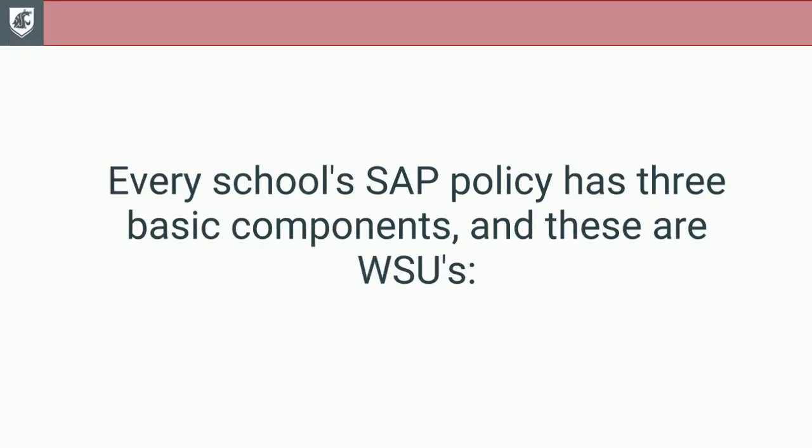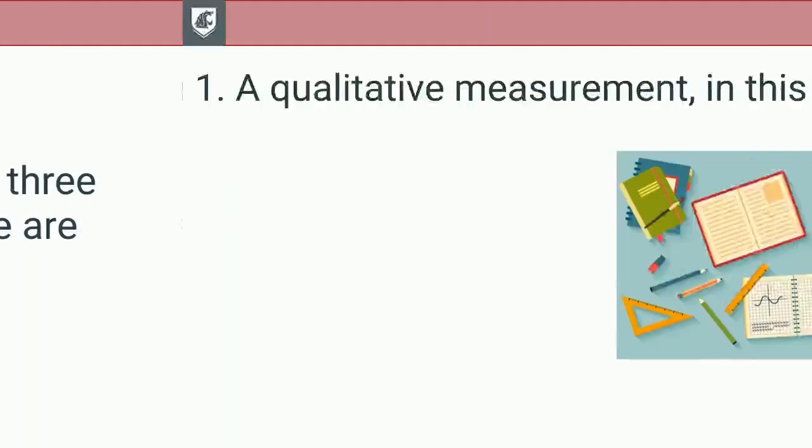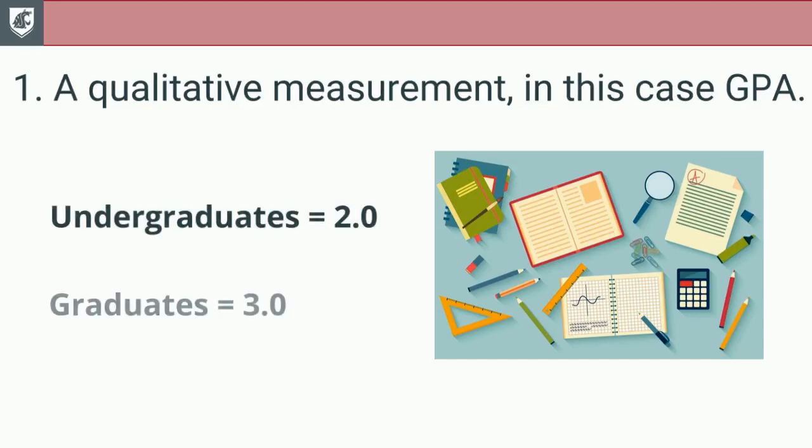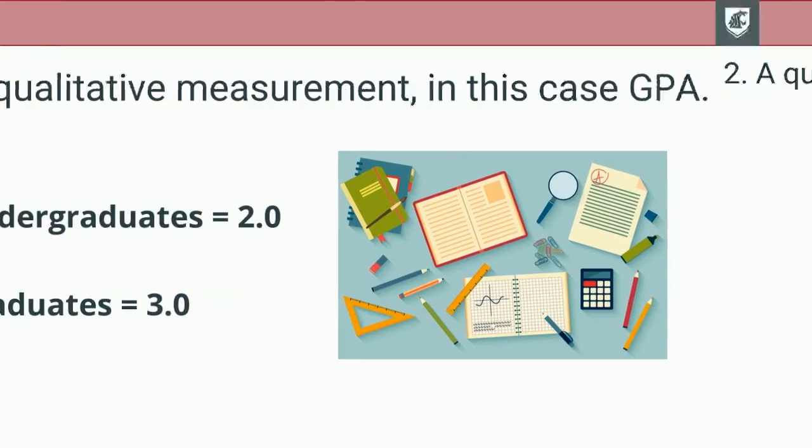Every school's SAP standards include 3 primary components, and here are WSU's policies. 1. A qualitative measurement component such as grade point average or the equivalent. Federal and state guidelines both outline that in order to receive financial aid, a student must maintain at least a 2.0 GPA as an undergraduate and a 3.0 GPA as a graduate.